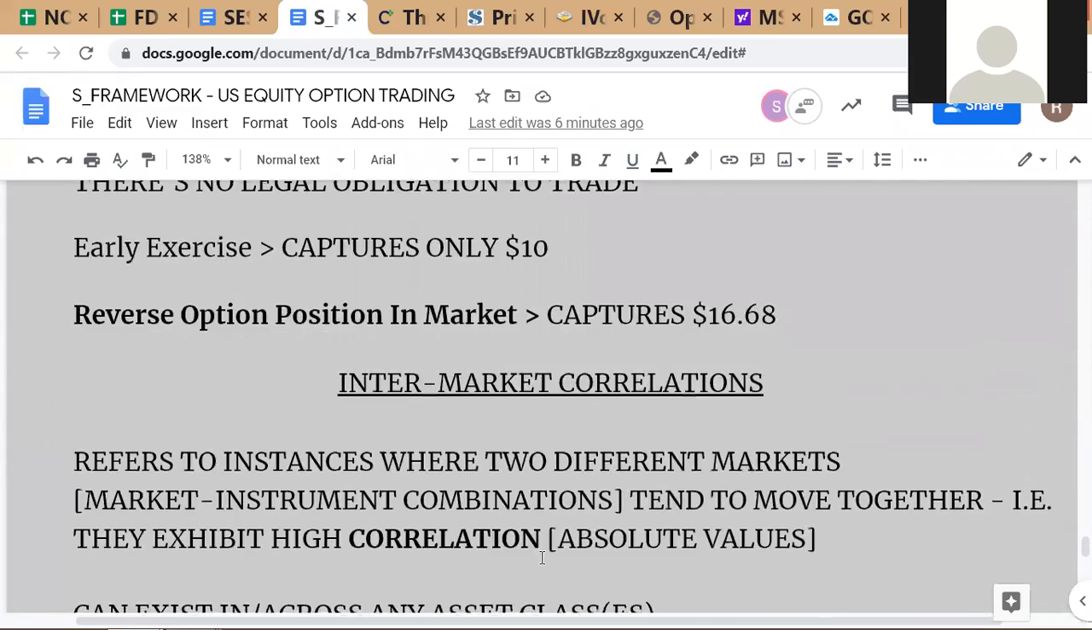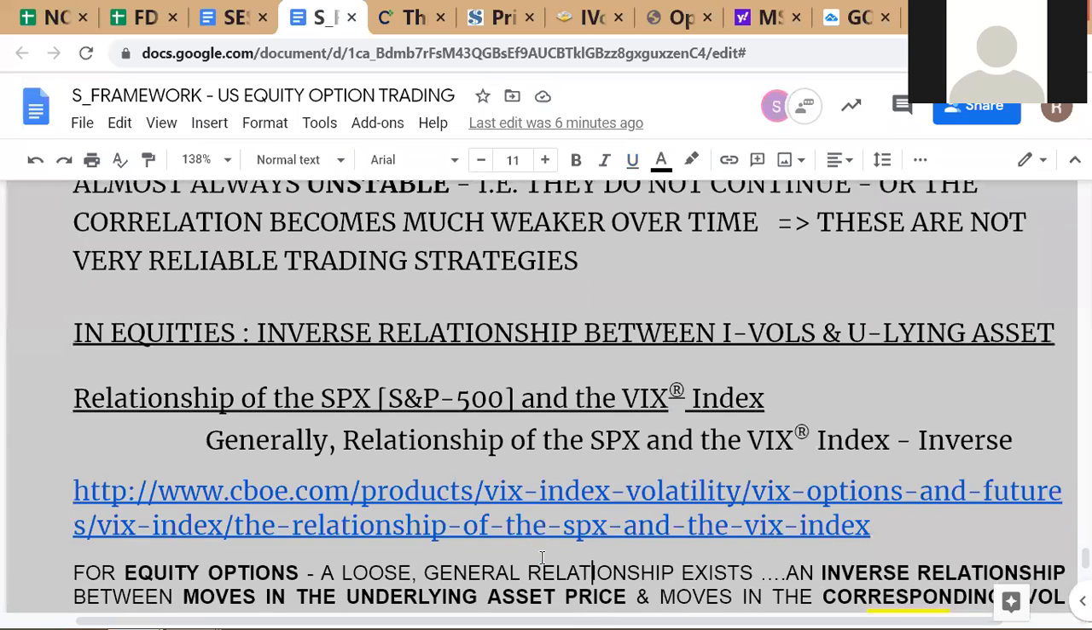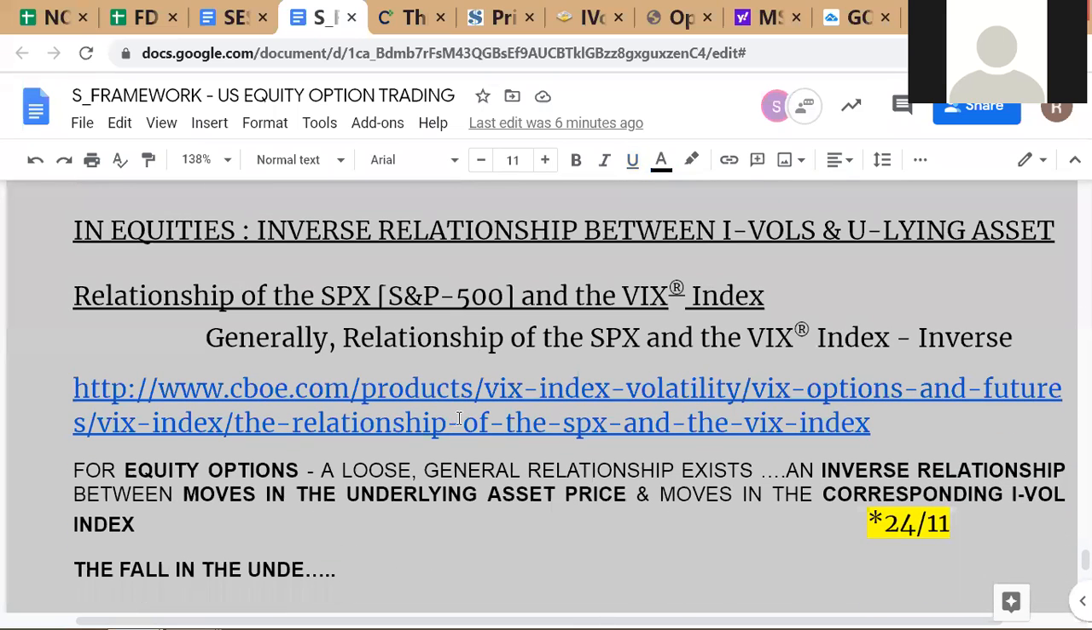As you can see, the general topic is intermarket correlations, and we are talking about a specific relationship in equities, since you're dealing with equity options. Yes, what's up?